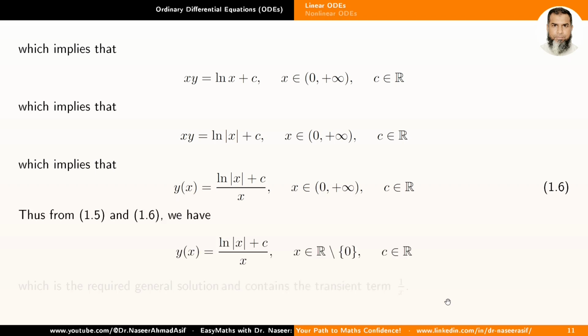Thus, from equations 1.5 and 1.6 we have y of x is equal to log absolute x plus c over x, where x belongs to R other than 0 and c is arbitrary constant, which is the required general solution and contains the transient term 1 by x.